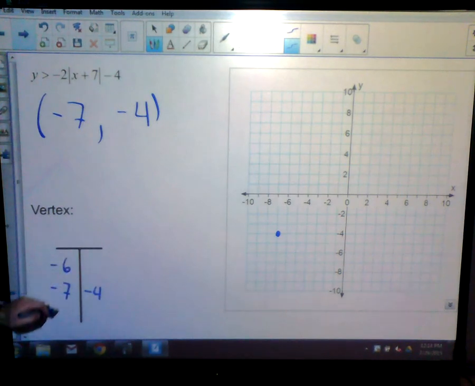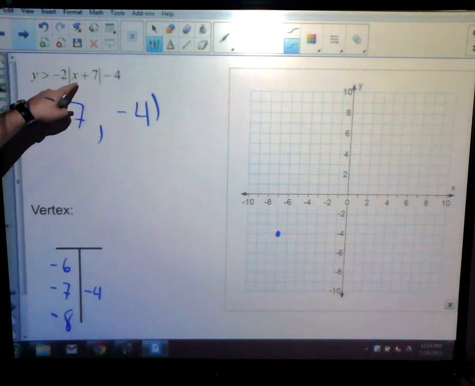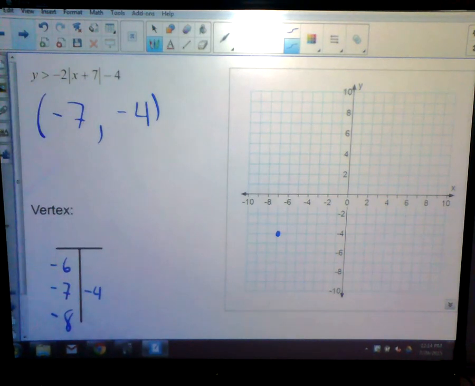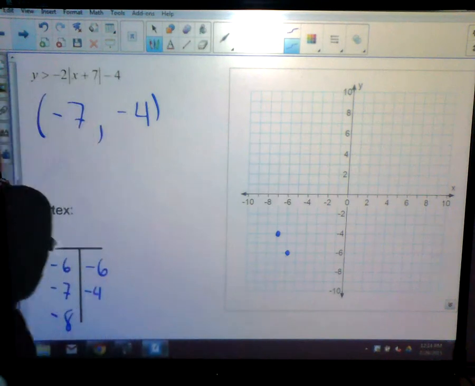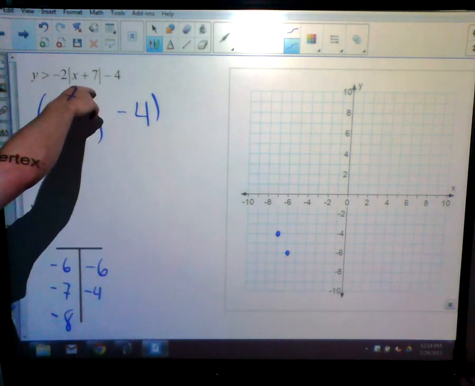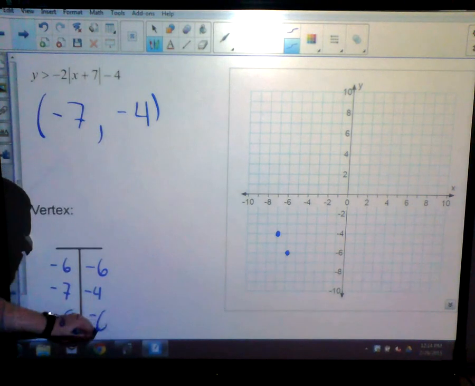Pick a point on either side. If you plug in negative 6, you would get 1. Times negative 2 is negative 2. Negative 2 minus 4 is negative 6. So negative 6, negative 6. If you plug in negative 8, you get negative 1. Absolute value makes it 1. Negative 2, negative 6.